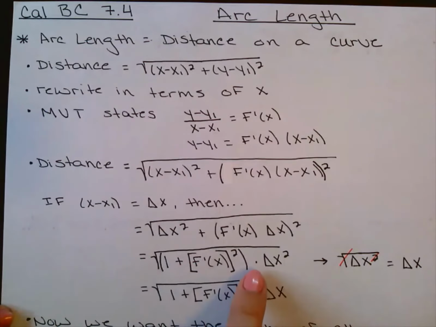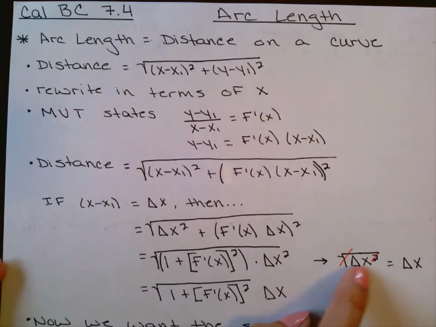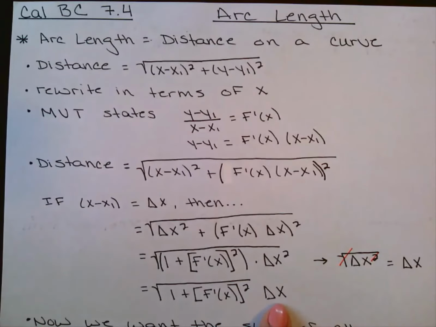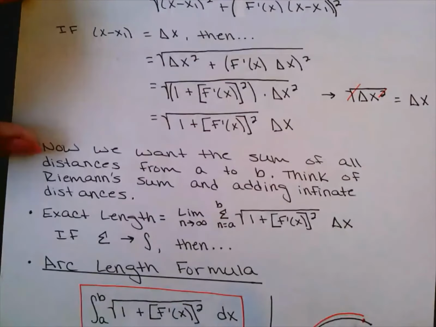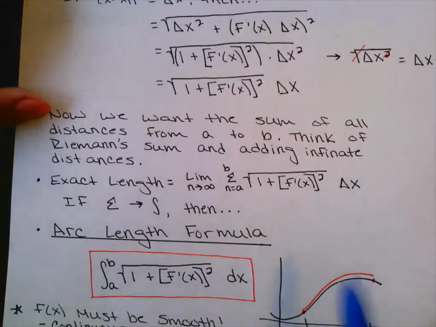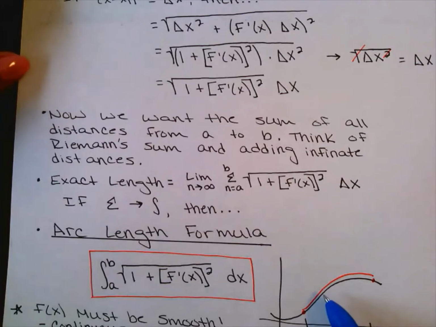Now, remember that radicals can be split amongst multiplication, but not amongst addition. So I can split this up and say the square root of delta x squared, those cancel out, and this can just be written outside of the radical. All right, and now think of Riemann sums. That distance is just finding us a little distance and a little distance and a little distance, but that is the distance for a straight line.